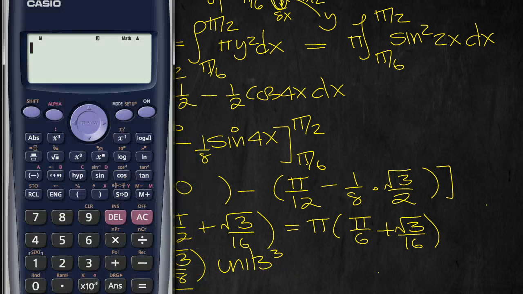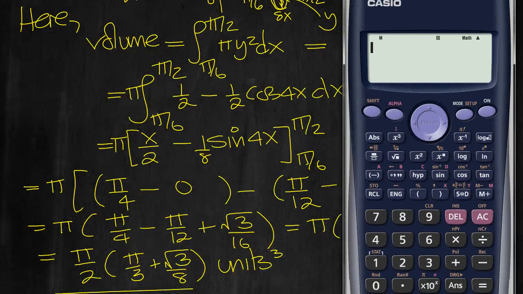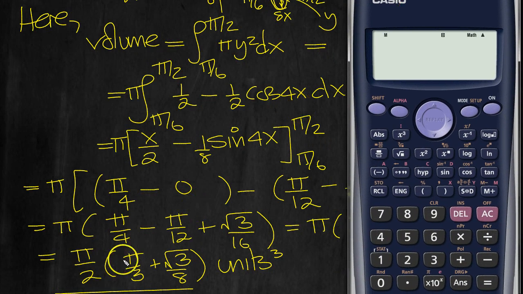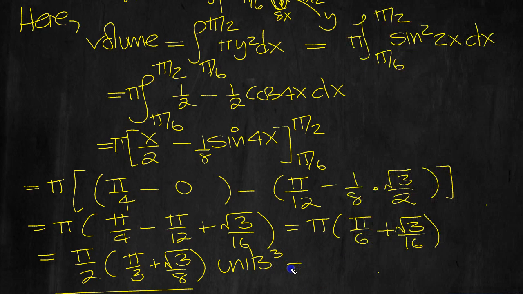So let's type that in the calculator then. I'll put the calculator out of the way over here. So what have we got then? We've got pi over 2 times bracket pi over 3 plus root 3, outside the square root, divided by 8, close bracket, equals 1.985. We need to do it to 3dp. 1.985, and that was units cubed, as we said, to 3 decimal places.